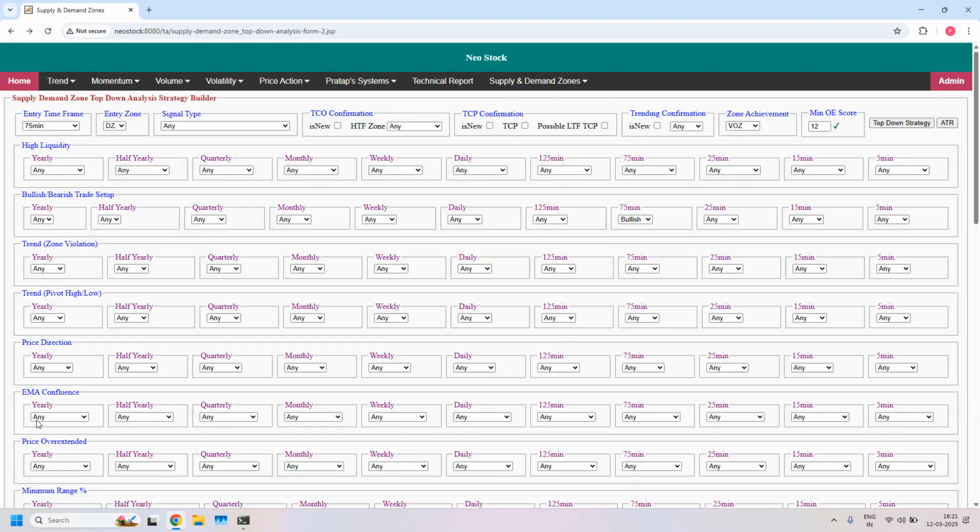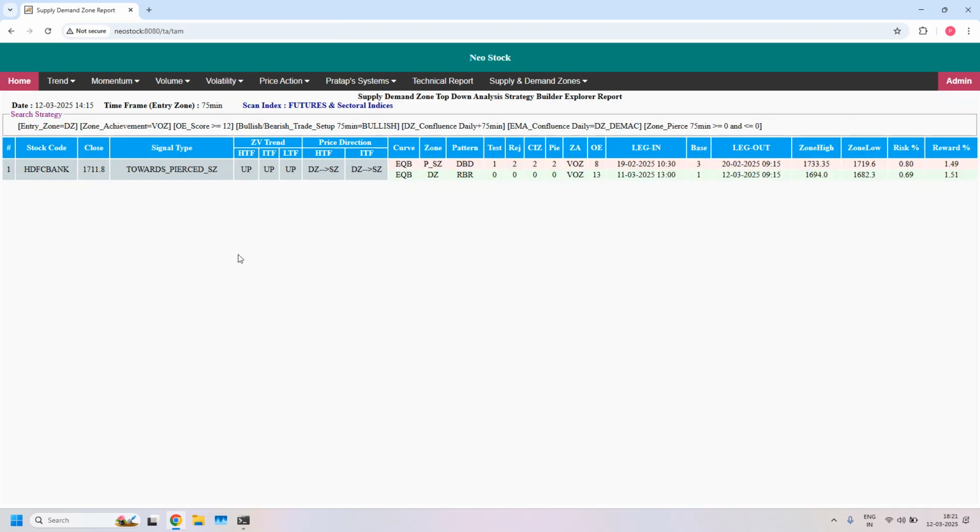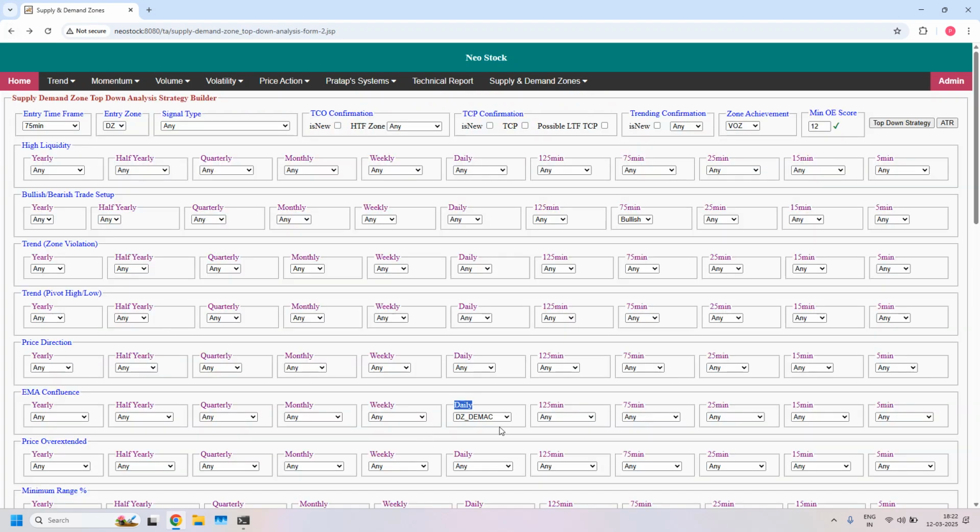Let's verify. In the EMA confluence at daily time frame, I am checking daily demand zone is having daily EMA confluence. So one stock is having, this is having even more high probability to get success. This is LTF, ITF demand zone confluence and ITF EMA confluence. Next we should look into LTF, ITF, HTF demand zone confluence. That is 75 minutes, daily and weekly demand zone confluence.